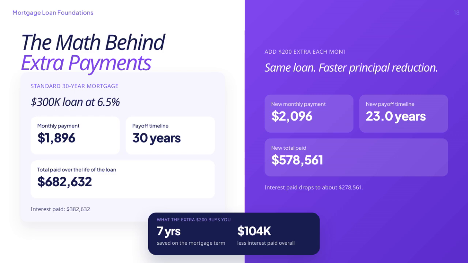This extra payment accelerates a reduction of your principal, which is a key to saving on interest and finishing your mortgage faster. It's a powerful strategy that not only saves you money, but also gives you financial freedom sooner than expected.